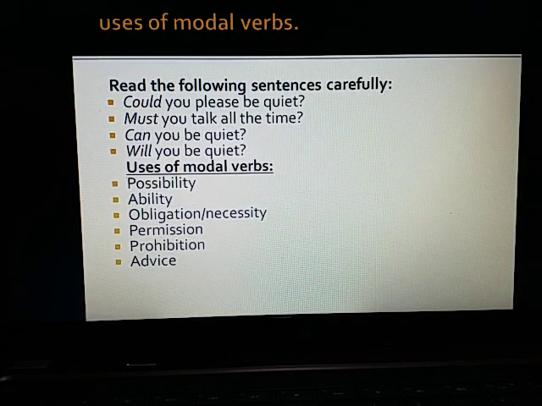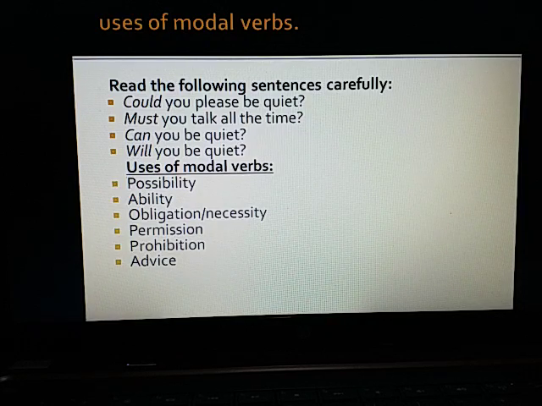The use of a modal verb is determined by the meaning which the speaker wishes to express and the situation in which the verb is used. As there are fine shades of difference in the meaning of the modal verbs, many times different verbs may be used in the same situation. Read the following sentences carefully.